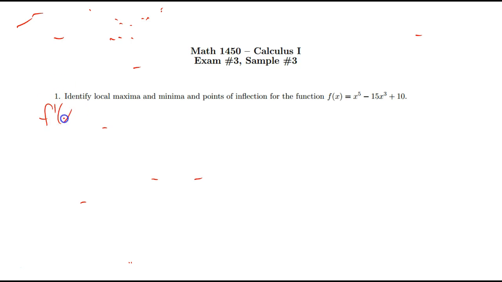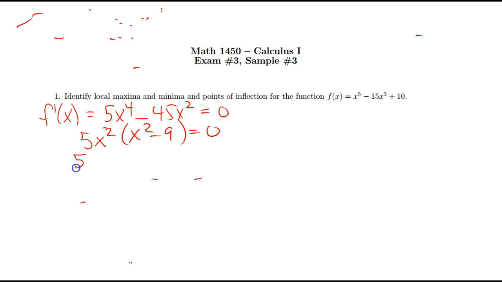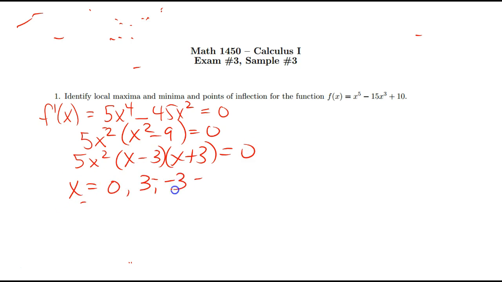So now I need to take the first derivative: 5x to the 4th minus 45x squared. All right, set that equal to 0. I can factor this out: x squared, and I have an x squared minus 9 left. Guess what that is? (x minus 3)(x plus 3). So our x's are 0, 3, and negative 3.